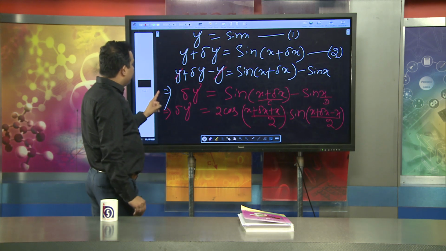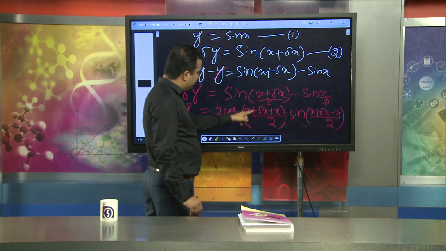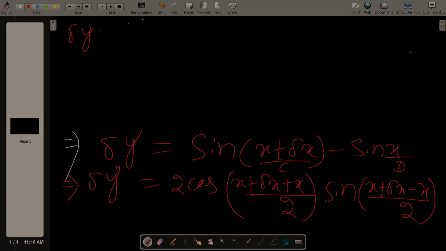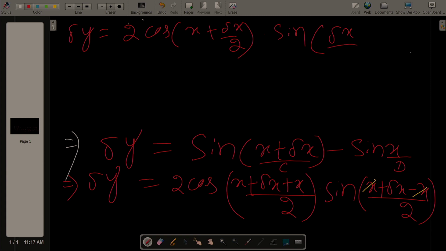Now what will you get? Del y is equal to 2 cos of x plus del x plus x, that is 2x plus del x by 2, that is x plus del x by 2, into sin of x plus del x minus x by 2. The x and x part will cancel, and you will find sin of del x by 2.